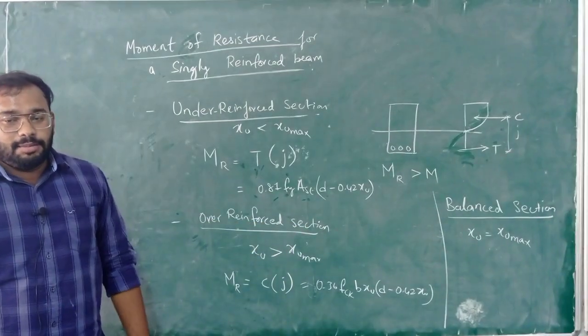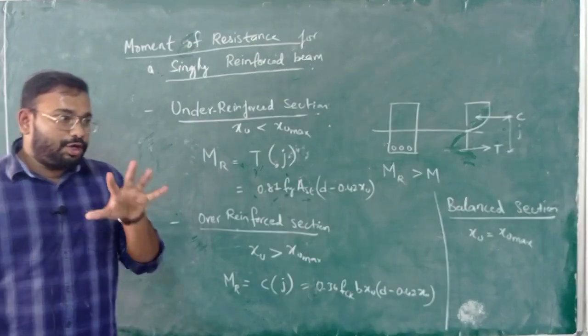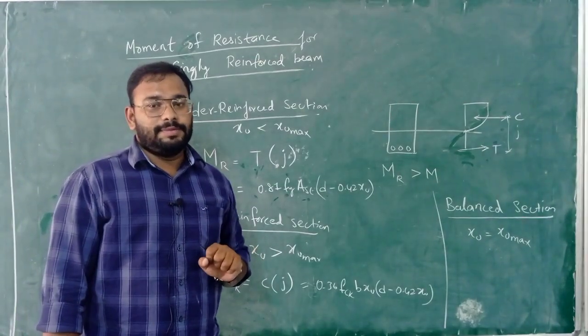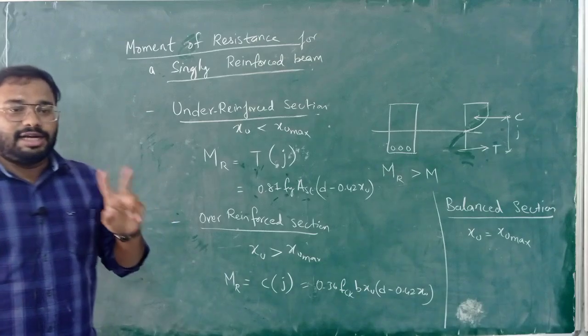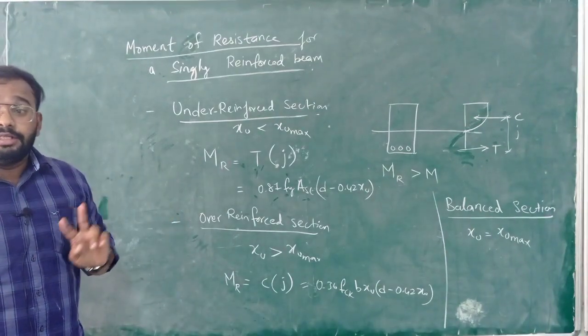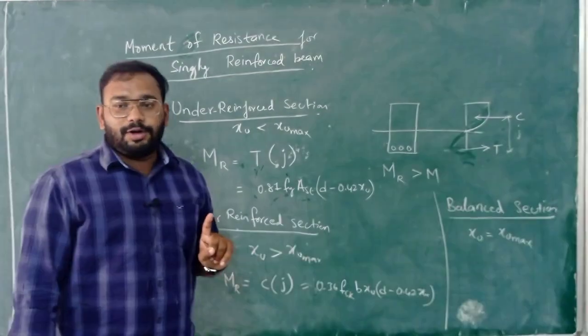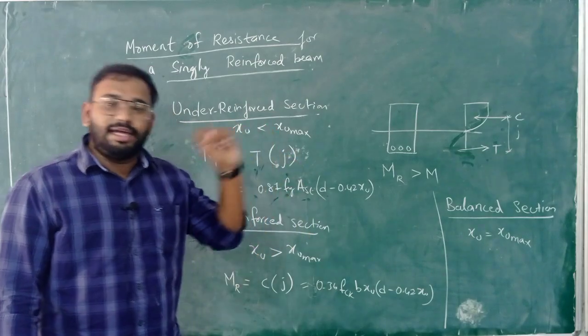This formula is available in the code book. Okay, limiting moment is there in code book. This formula is not there. So this is the formula for how to calculate moment of resistance using C and J or T and J.